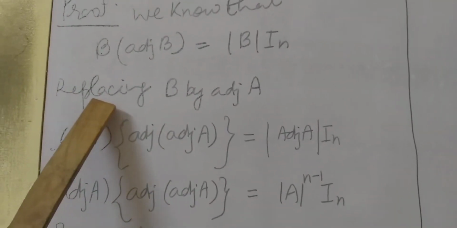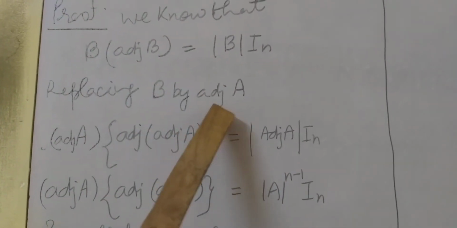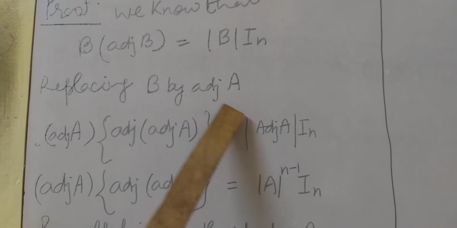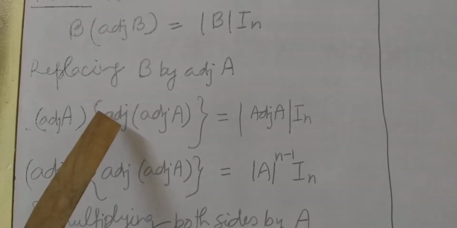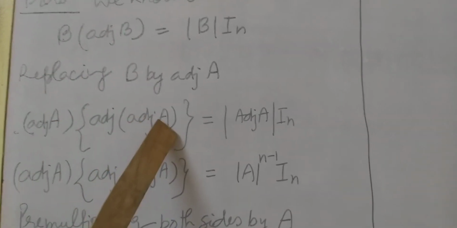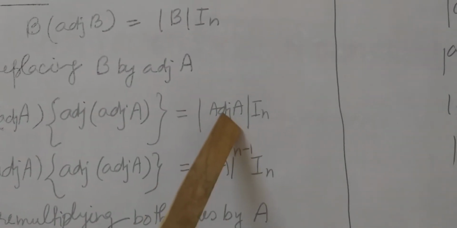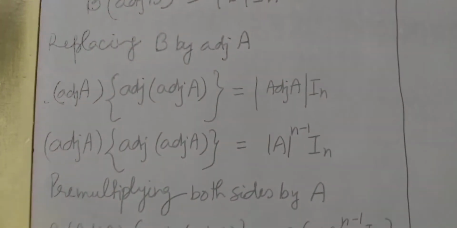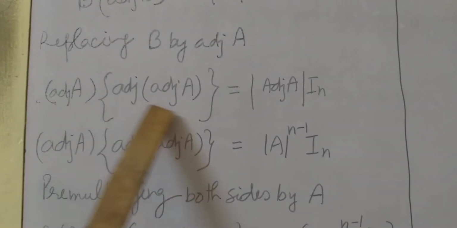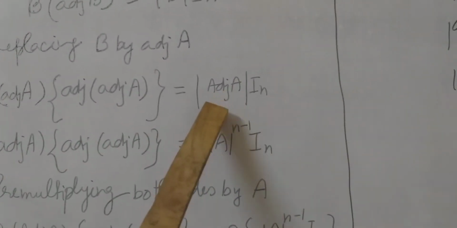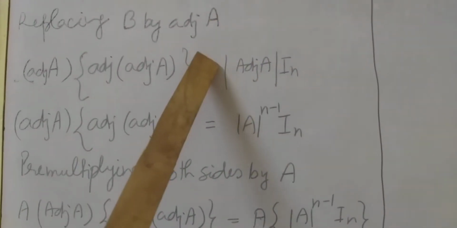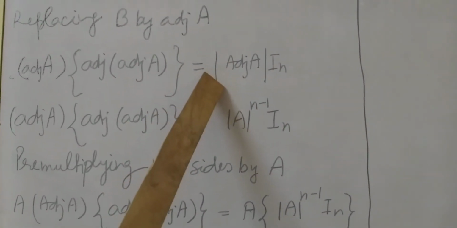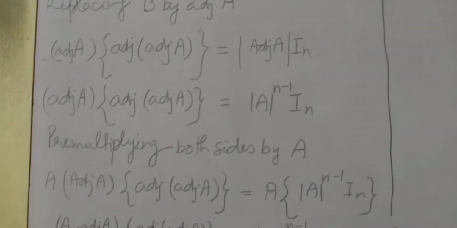Now students, I am going to replace B by adjoint A. So at the place of B, we can write adjoint A, adjoint as it is, and In as it is. This part remains as it is, and yesterday we proved that determinant of adjoint A equals determinant of A to the power n minus 1. So in place of determinant of adjoint A, we can write determinant of A to the power n minus 1.